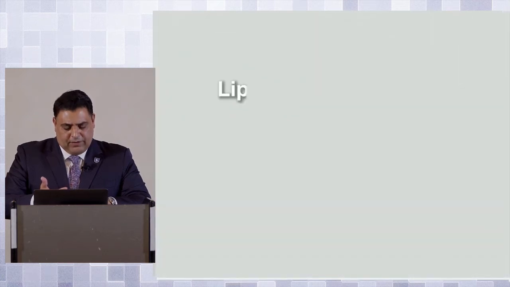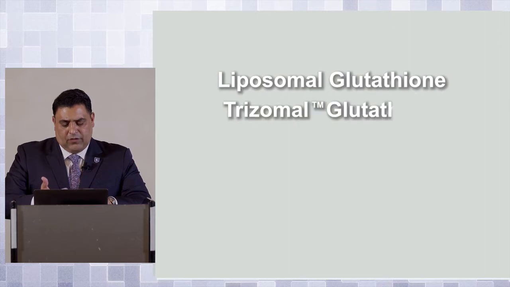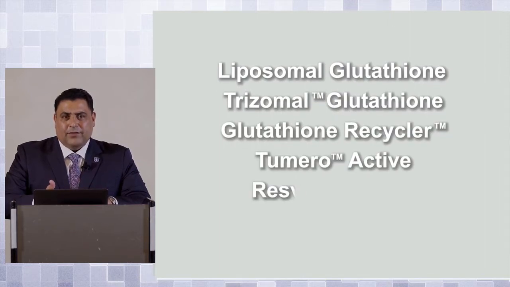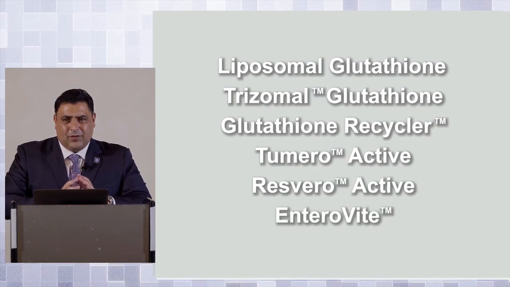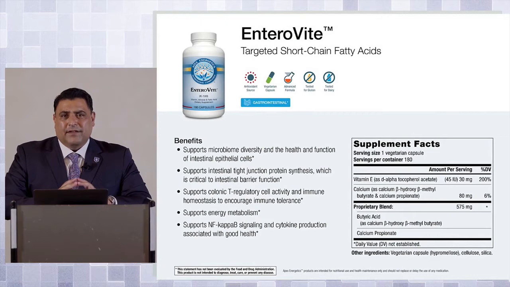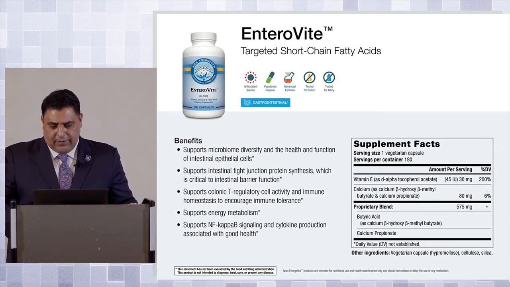So the combination of liposomal glutathione with the trisomal glutathione, with glutathione recycler, with Tamaraactive as Veroactive, some Enterovite is giving you a grand slam home run with nutraceuticals that have been shown to dampen brain inflammation. Really important for traumatic brain injuries, really important for people that have neurodegenerative diseases, and especially if their inflammatory pathways are getting in the way of rehabilitation recovery.